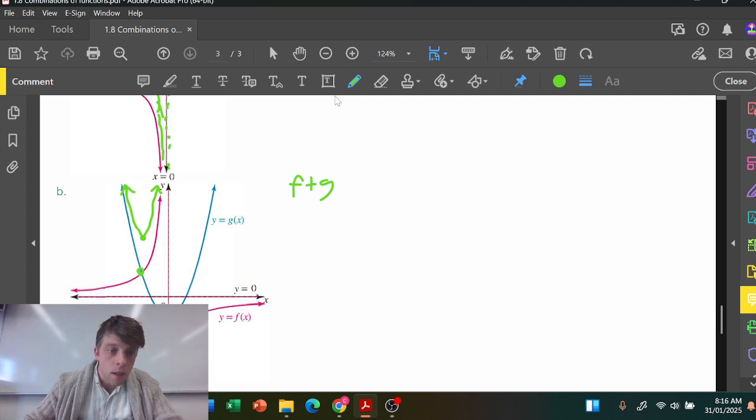Okay, and then over here, there's going to be that weird point where the two graphs are equal distance from the x-axis. It might be somewhere around there. At that point, f plus g, they're going to cancel out with each other. We're going to have a value of 0 as our output for f plus g.